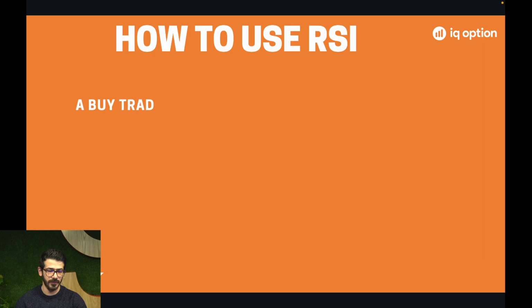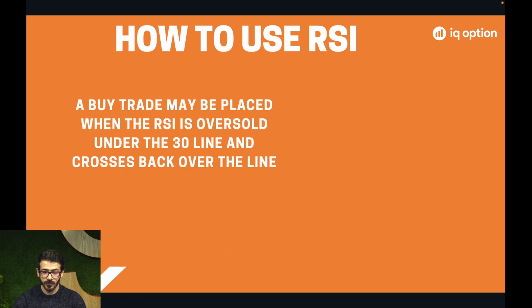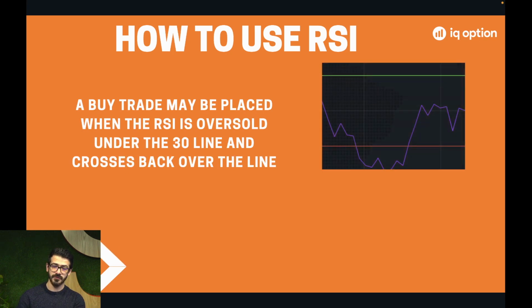How to use the RSI? A buy trade may be placed when the RSI is oversold, under the 30 line, and crosses back over the line. This is what I mentioned earlier. So we've got the RSI here. The green line is the overbought, the red line is the oversold, and the purple line is the RSI line. As we can see here, at this point the RSI line crossed from below 30 and went up. So it gave you an indication that the price at this time frame was considered oversold, and now it's reversing.